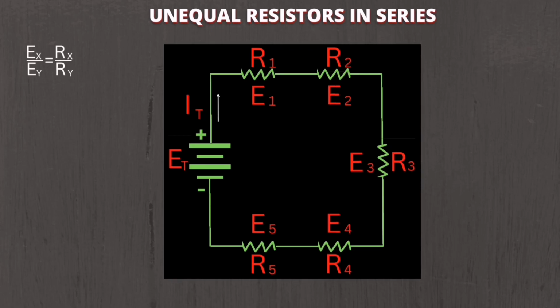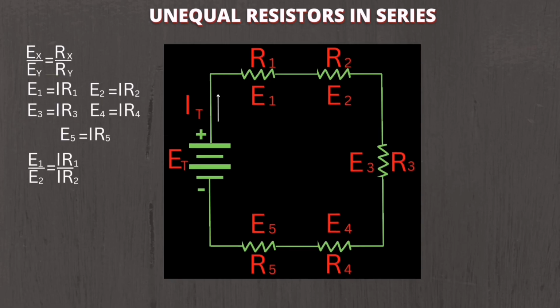We have the formula V_x divided by V_y is equal to R_x divided by R_y. This proportionality is derived from the fact that V1 is equal to I multiplied by R1, and V2 is equal to I R2, V3 is equal to I R3, and so on. So for example, V1 divided by V2 is equal to I R1 divided by I R2.